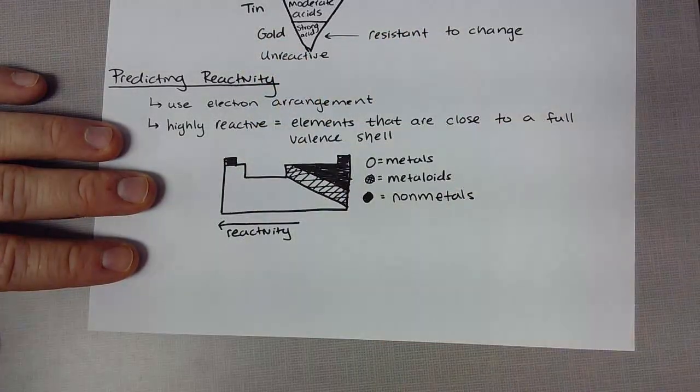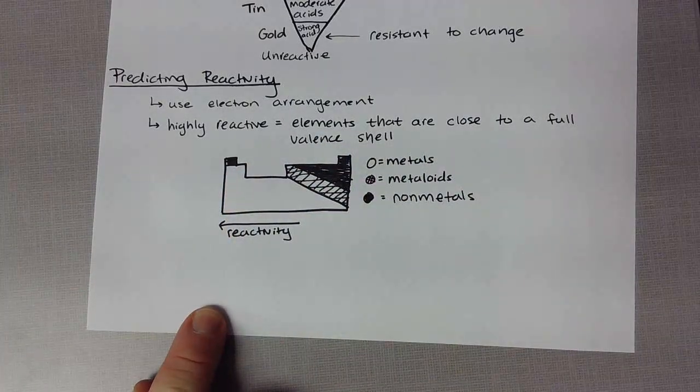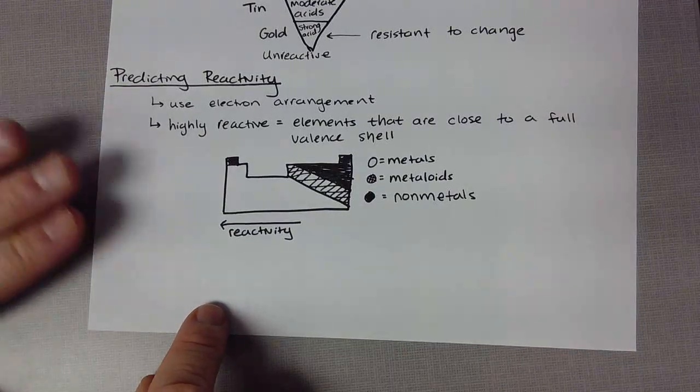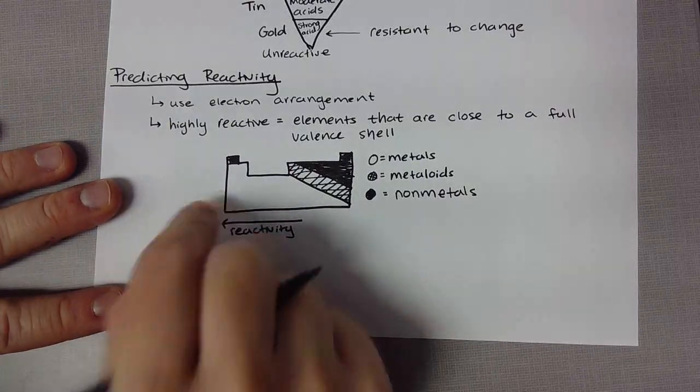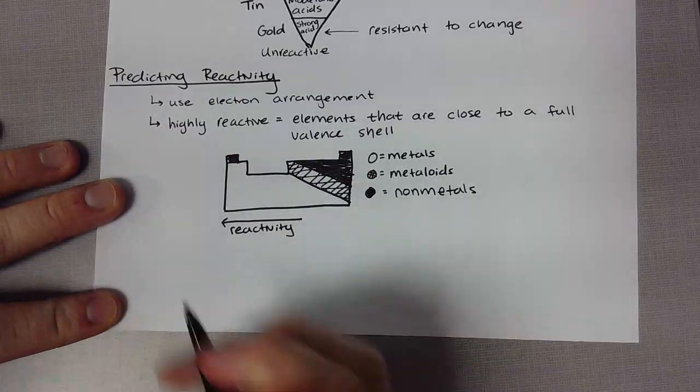Elements in column 2 are also pretty close to a full shell. They are readily able to give that electron away, so they are going to react fairly quickly. Now, that gives us a row trend, more reactive towards the left.